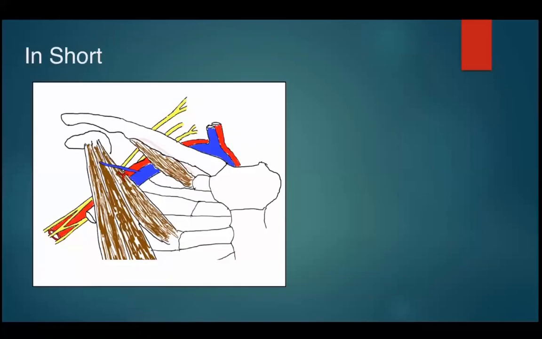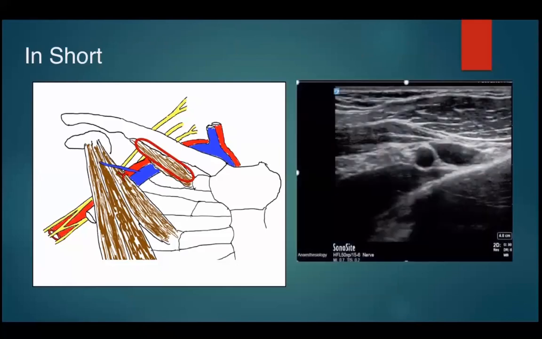In short, in the costoclavicular space, you can see the pectoralis major, the subclavius, the brachial plexus elements, the axillary artery and vein. Below it, you can see the serratus anterior and the rib.